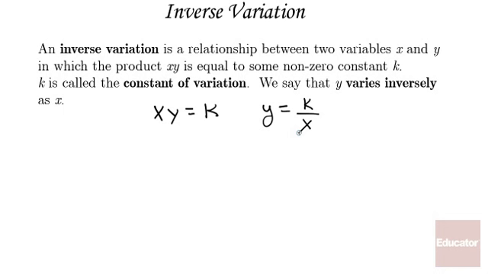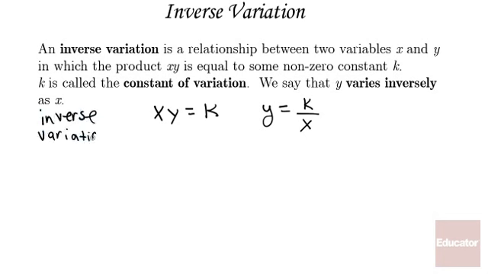There are actually many real-world examples of inverse variation. For example, we could say that the time it takes to get somewhere varies inversely with one's speed. So if you run faster or drive faster, your speed increases and the time it takes to get there decreases. So this is inverse variation.